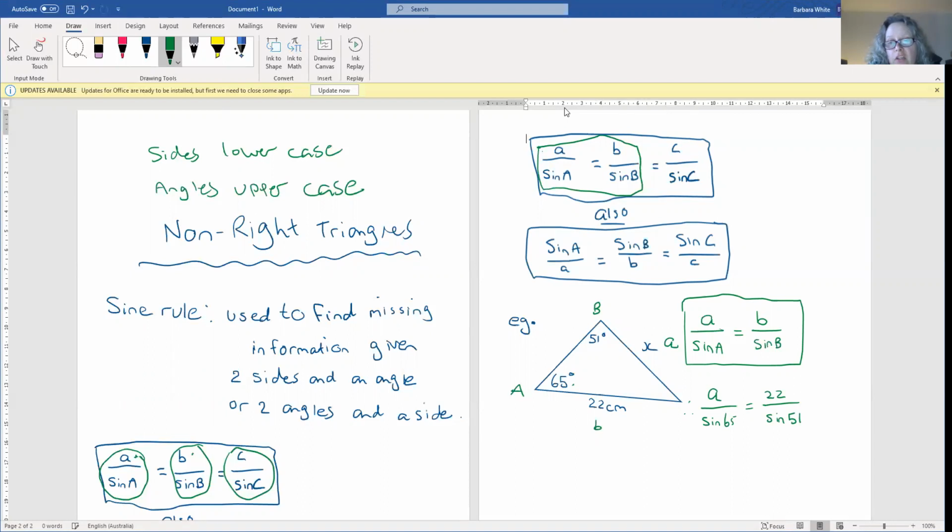And then you can rearrange the formula. We want to get A by itself, so we're going to multiply both sides by sine of 65. So we're going to write A equals 22 times the sine of 65 divided by the sine of 51. And we have the length of side A. So just grab a calculator. I get 25.66 centimetres.